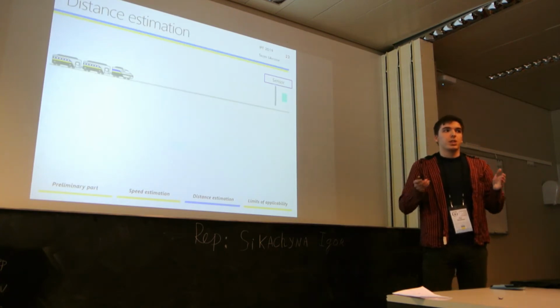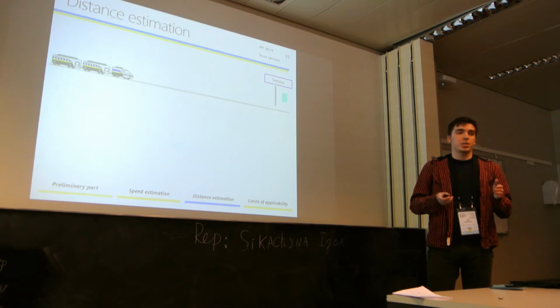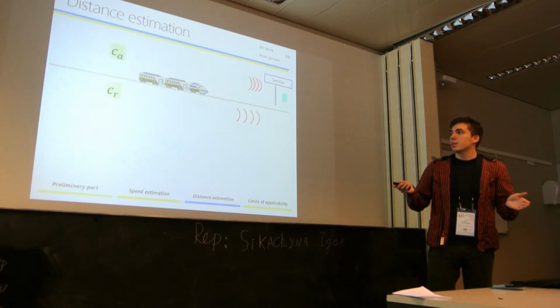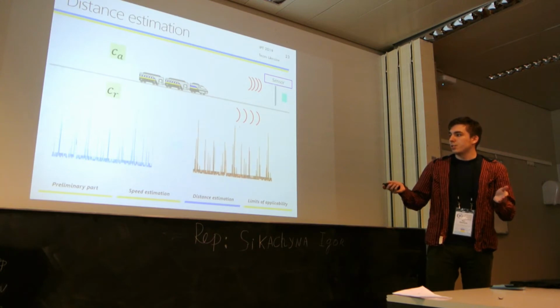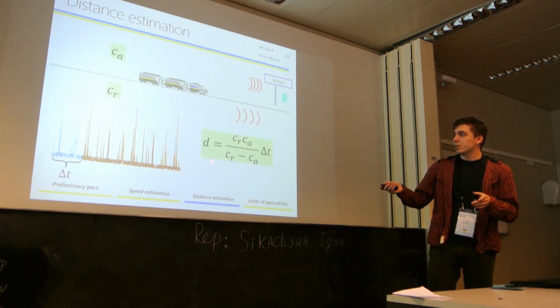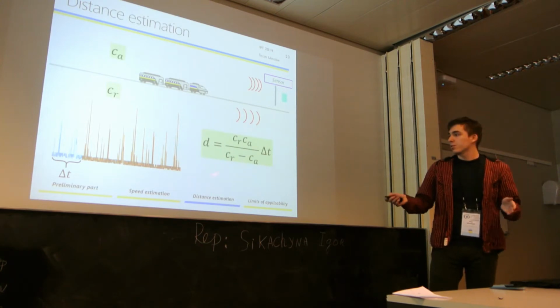At first, if we can clearly hear the approaching train using a sound sensor, we can study the signal coming from the air and the rail, then compare these two signals, and determining the time difference between them, we can determine the distance to the train using this formula.